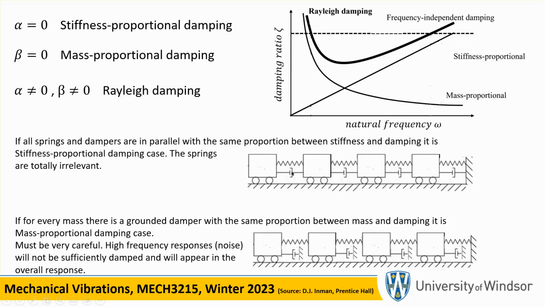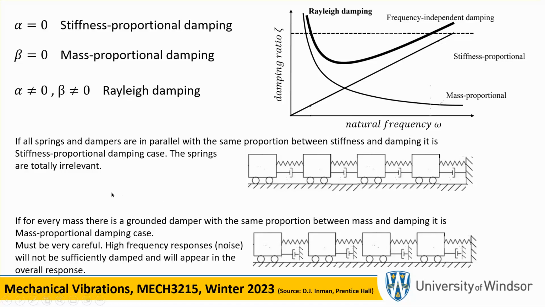Stiffness proportional, right? Because look at what happens here. If this ratio, this over that, this over this, these are all the same, we are dealing with a case that we have a stiffness proportional damping. And for the other one, where parallel to every spring there is a damper which is grounded, then we have a mass proportional damping. Okay. So this is a mass proportional damping case. This is a stiffness proportional damping case. But remember, you also need the ratios to be the same. This number over that number, they must all be the same.